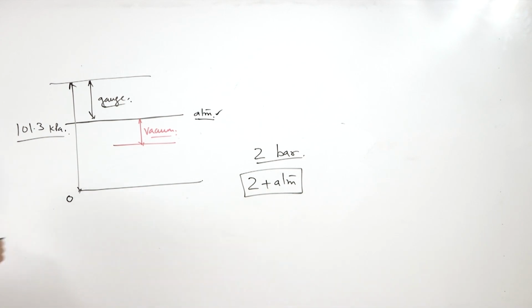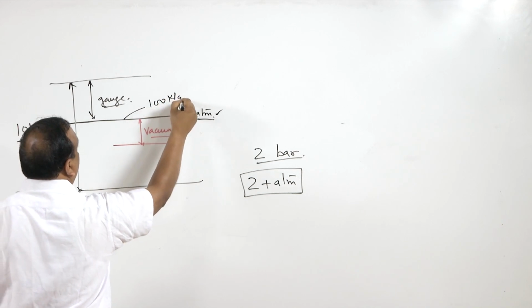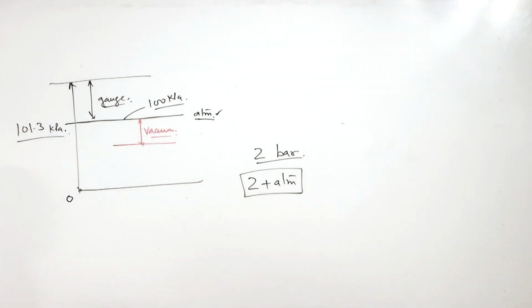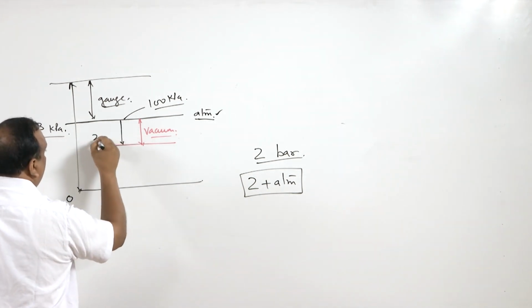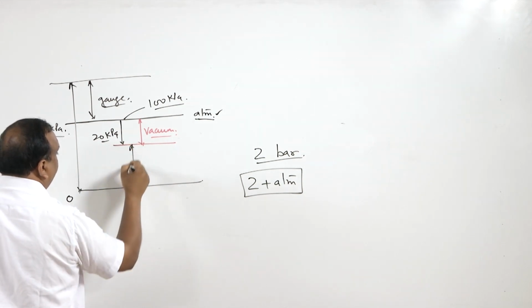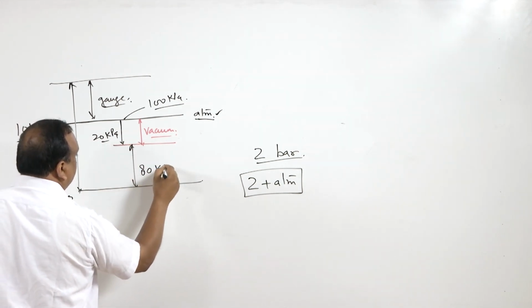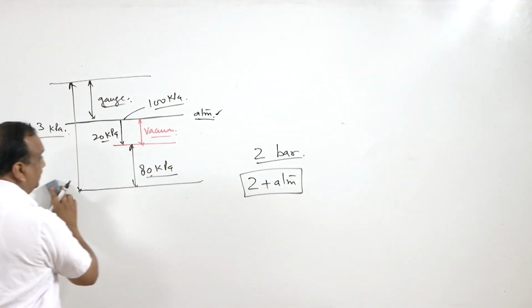Suppose the atmospheric pressure is, let us say, 100 kilopascal. If there is a vacuum of 20 kilopascal, it means the pressure is 20 kilopascal below the atmospheric pressure, or the absolute pressure is 80 kilopascal. There is a static pressure and dynamic pressure also while measuring the system.